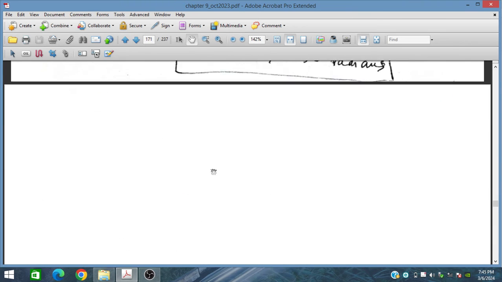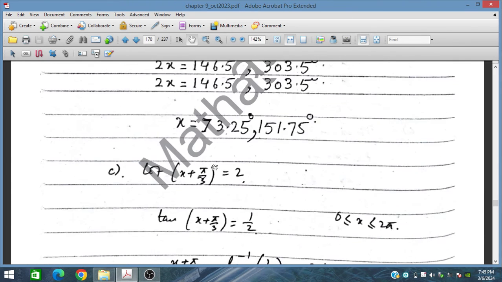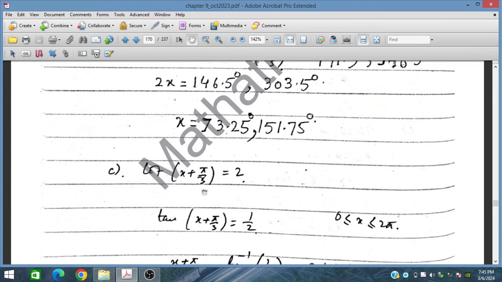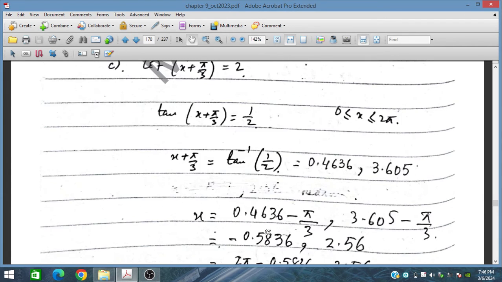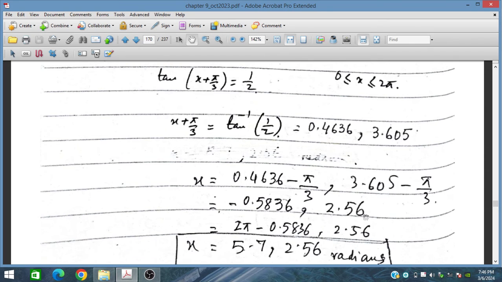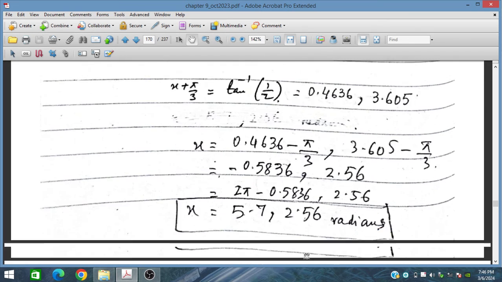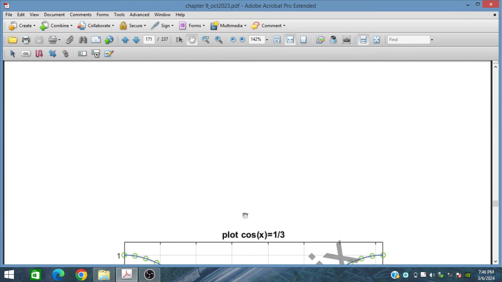Similar for part C, and part C is in terms of radians, because cot x plus pi by 3 is equal to 2, and tangent is equal to 1 over 2 for 0 to 2 pi, and x plus pi by 3 is equal to tangent inverse of this, and this is positive in the first and third quadrant. So this is the first quadrant and this is the third quadrant. So by subtracting this, we have these values. This is the solution. So this is all simple.